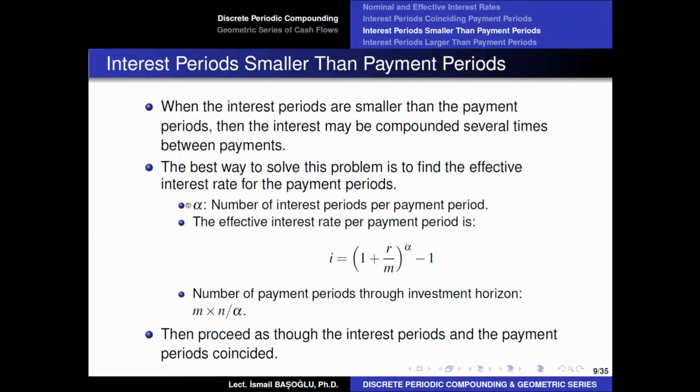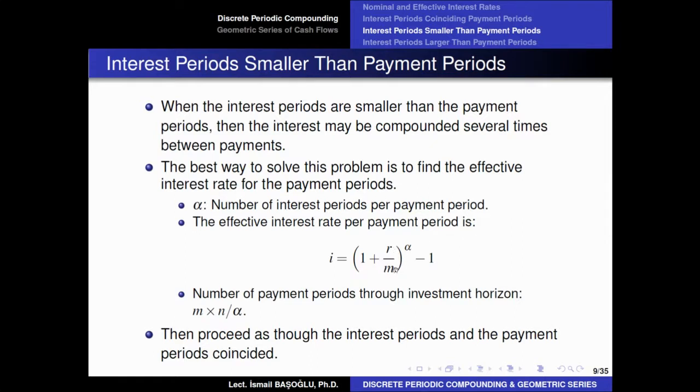Let's just say alpha is the number of interest periods in each payment period. In the previous example that I have given to you, if your payments are made on a quarterly basis, or in other words, every 3 months, and if the compounding occurs on a monthly basis, in that case, alpha is just going to be 3 because there will be 3 interest periods between each payment. Then how would you calculate the effective interest rate per payment period?